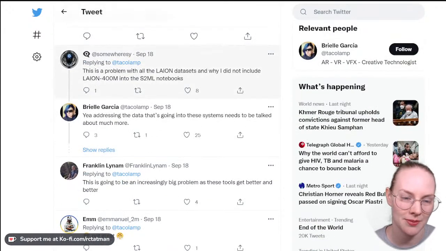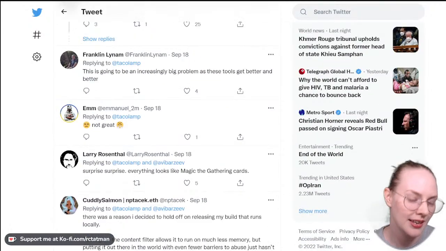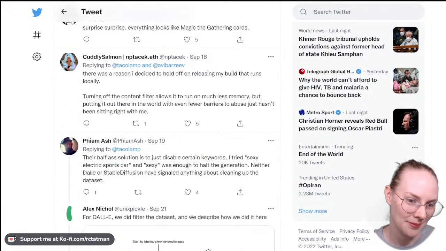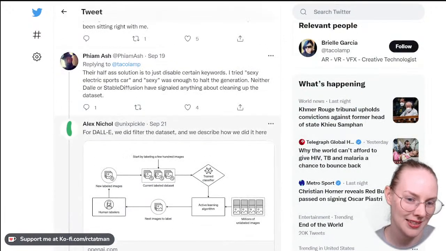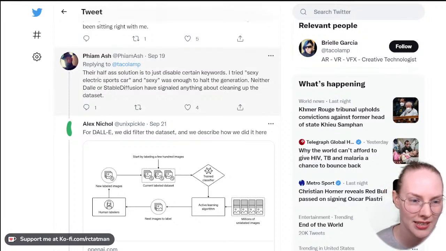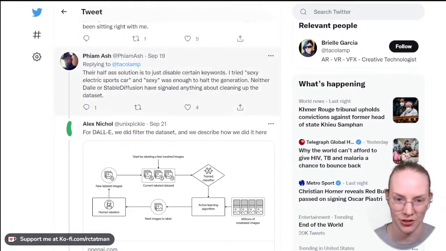Yep. It also seems like it's a problem with all the LAION datasets, and it wasn't included in this particular thing that they were doing. Huge problem, and a lot of people are like, yes, this does not surprise me. Their solution is to disable certain keywords. I tried "sexy electric sport car," and "sexy" was enough to halt the generation.